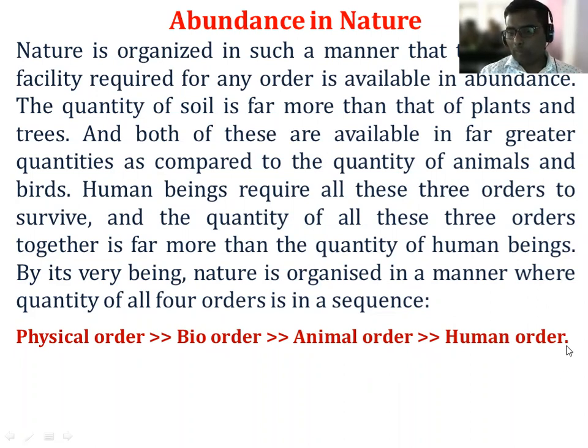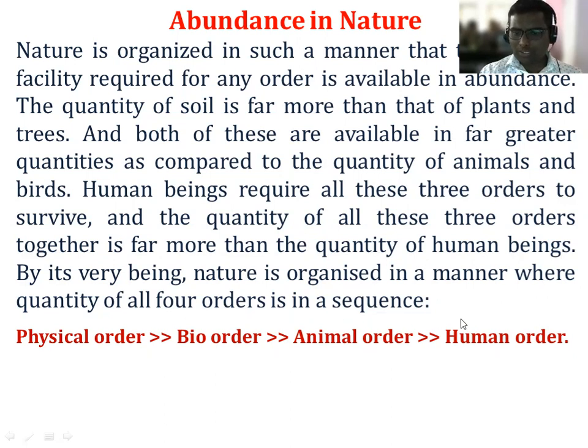Now if you understand the sequence of these orders properly, you will realize one thing, whatever physical facility the nature has given to us. What is that physical facility that the nature has given? That is nothing but the soil, the air, and the water, which are available in abundance, in large quantity. Actually, nature has given the human order a lot of physical facility. But we never understand these things. That is the problem. Is it right?